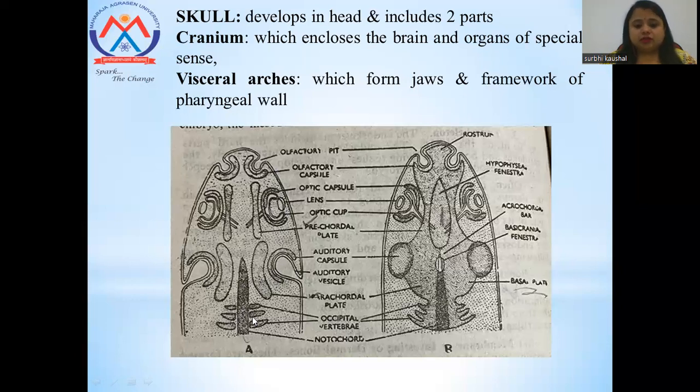Now, what happened during the development? These precaudal and paracaudal plates plus the notochord and these occipital vertebrae are going to fuse. As you see in the next diagram, due to fusion of the olfactory capsules, there is a formation of a rostrum. Then these precaudal plates also get fused and a large opening is left. As you see, it is a drop-like structure. This opening is known as the hypophyseal fenestra. And due to the fusion of the auditory capsule, the notochord and the occipital vertebrae, a plate-like structure is formed, which is known as the basal plate. Here also a small opening is left, which is known as the basicranial fenestra. So in this way, these bones get fused during the development of the skull.